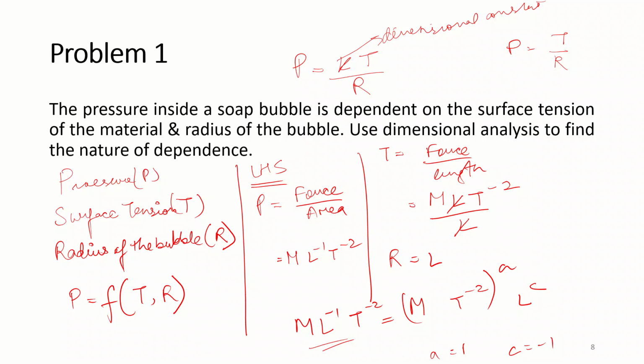Is K a dimensional constant or a dimensionless constant? K is a dimensionless constant. Okay. So, moving ahead.